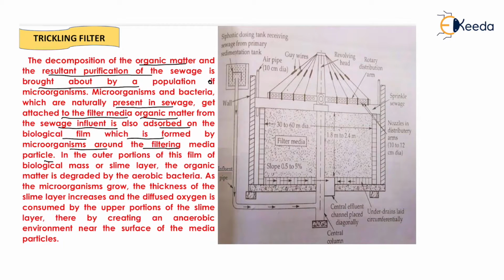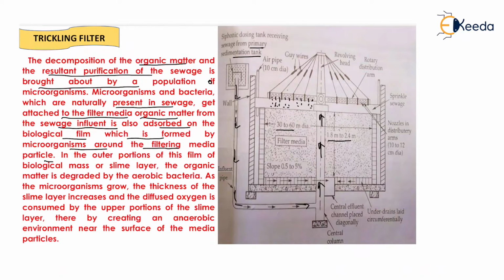We generally allow the water from the primary sedimentation tank to come to the top of the trickling filter like this from the central column portion, and it will be distributed over this sand filter media whose diameter is 30 to 60 meter and whose height is 1.8 to 2.4 meter in the percolating form from the nozzles which is provided at the top of the sand filter.